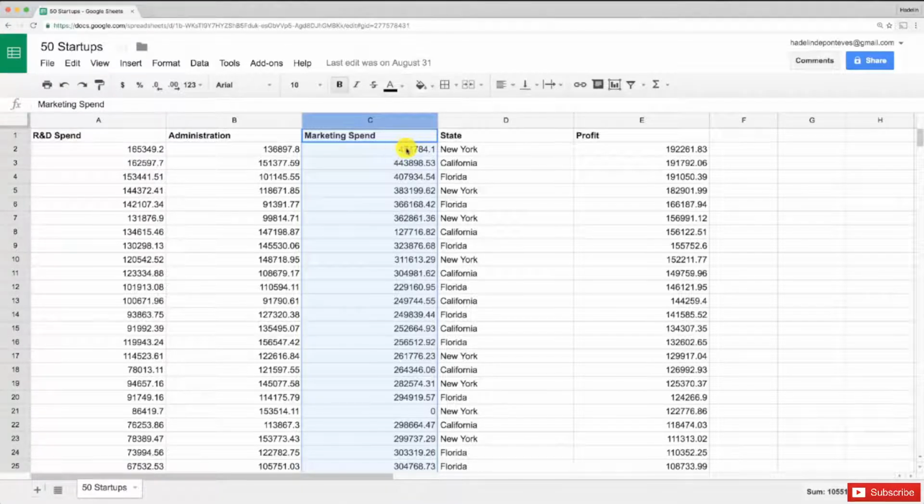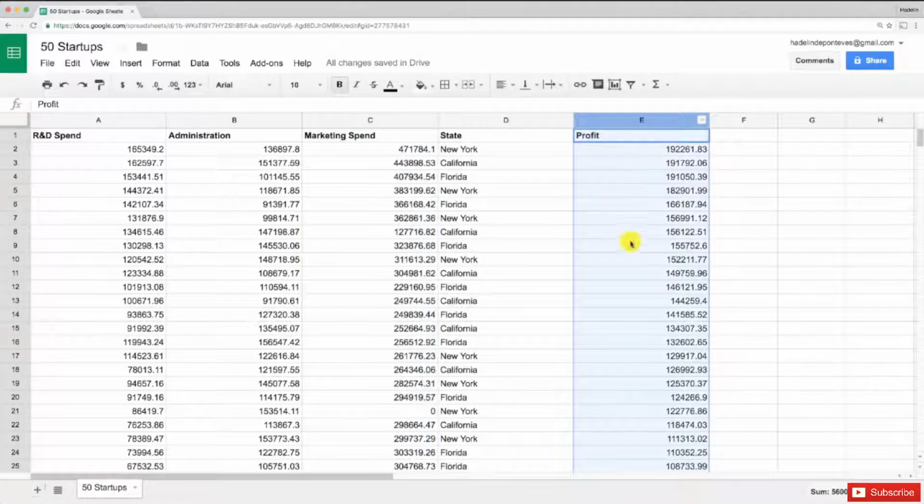Also, the main thing they probably want to understand is, when they assess companies, do they look for companies that spend more on R&D, or research and development, or companies that spend more on marketing? So which of these two spends yields better results, brings more profit?